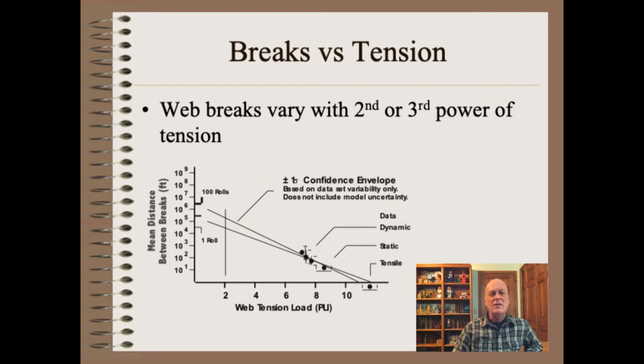Even if you don't go to this kind of predictive effort, you have one very important takeaway. That is, web breaks vary with the second or third power of tension. In other words, tension is a very big knob. However, this is not just average tension. It is also sources of tension variation, such as we described in the previous clip.